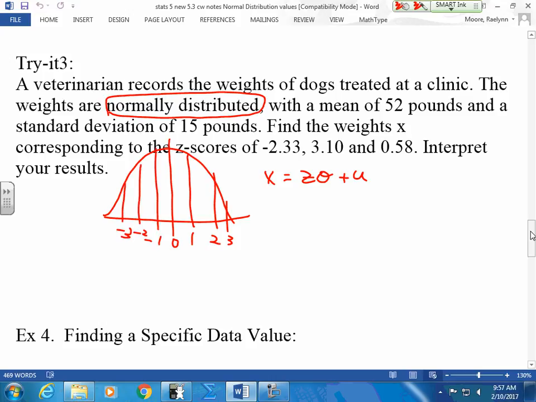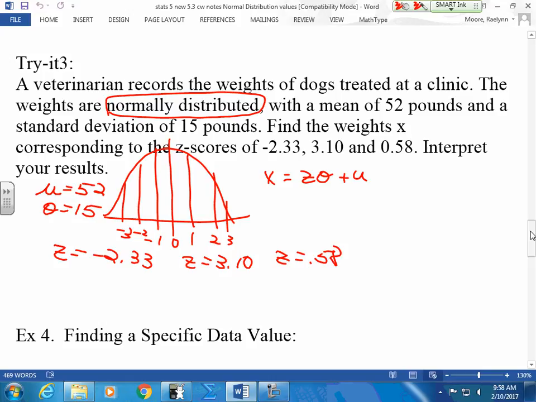Okay, pull out your mean. Pull out your standard deviation and find the scores that have a z-score of negative 2.3, a z-score of 3.10, and a z-score of 0.58. Find those for me.